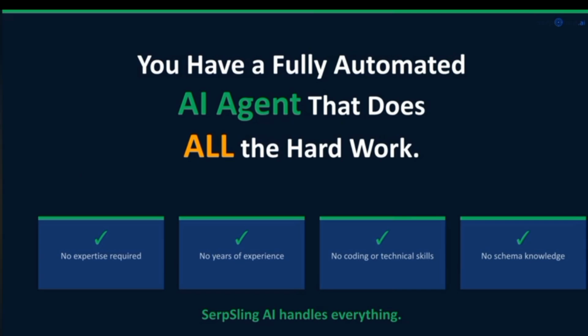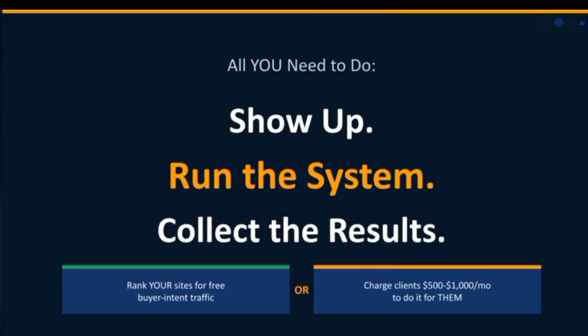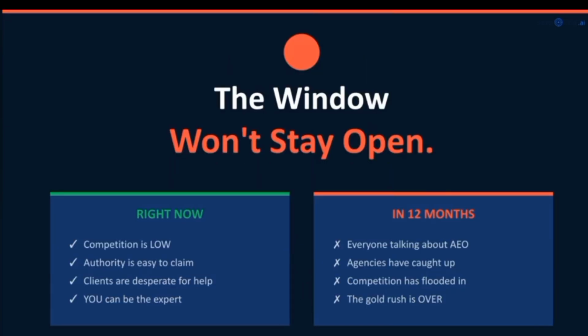You don't need to be an expert. You don't need years of experience. You don't need to understand code or schema or any of that technical stuff. Serpsling AI handles everything. All you need to do is show up, run the system, and collect the results. Whether that's ranking your own sites for free buyer intent traffic or charging clients $500 to $1,000 per month to do it for them. The window is wide open, but I need to be honest with you, it won't be open forever. In 12 months, everyone will be talking about AEO. The agencies will catch up, the competition will flood in, and the gold rush will be over. Right now, you're early, you're ahead, and you have the tool to take full advantage.